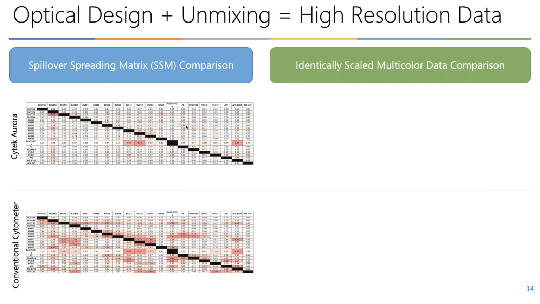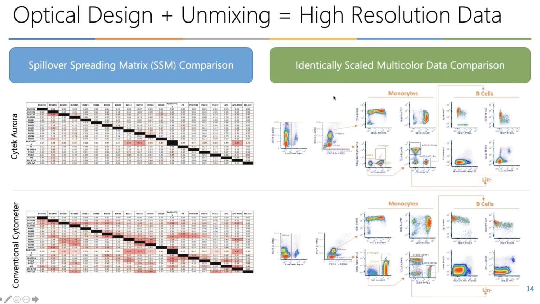Now, what does that mean, and do we really care about the spread and these numbers being high? How does it translate in real data? So here is the data, and we plotted the data on FCS Express, and we made sure that the data at the top and the data at the bottom was gated identically and that the same scaling was applied to both sets of data.